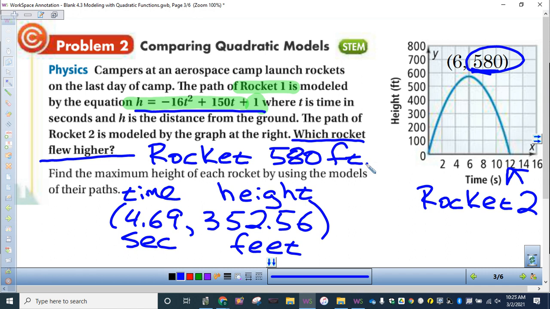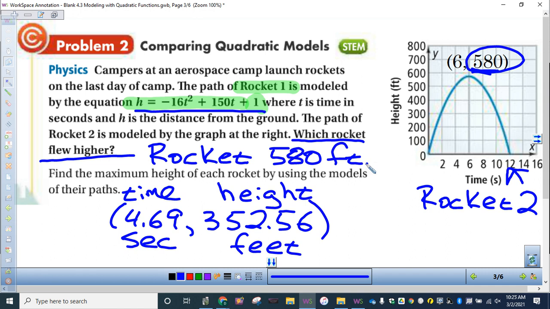Max height of rocket 1 is 352. So if I give you a problem like this on your quiz, I'll say height rocket 1, height rocket 2, time rocket 1, time rocket 2, which one's higher, how long did it take to get to the top, how long did it take to hit the ground.